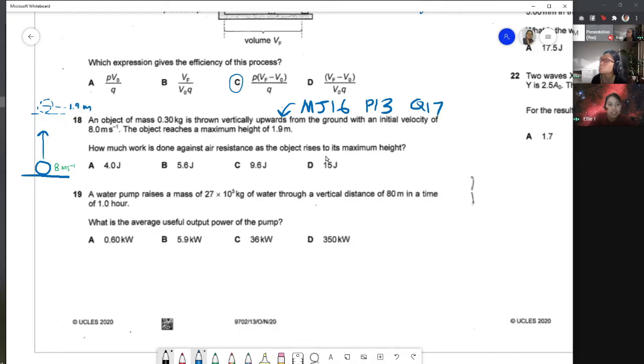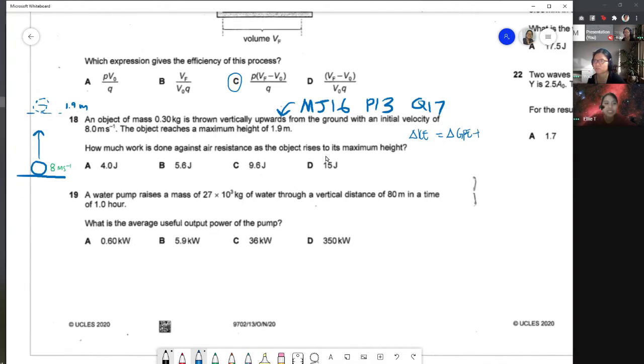Energy conservation? Can we say that the change in KE, the loss in kinetic energy, if there's no friction, will be directly equal to the change in GPE? But there is air resistance. So work done against friction. We are looking for this one, work done against air resistance or friction.